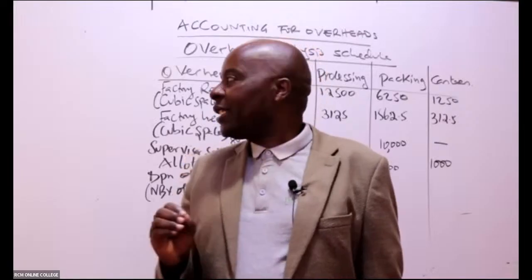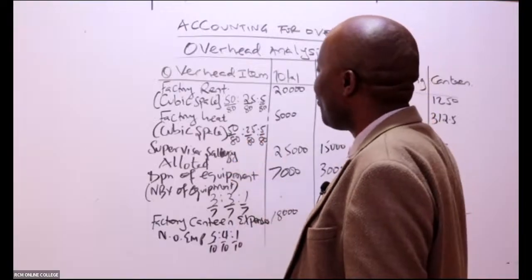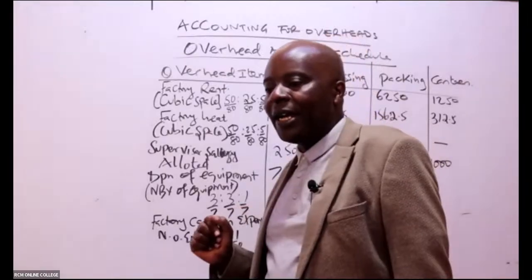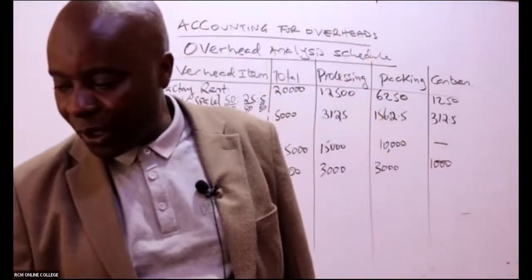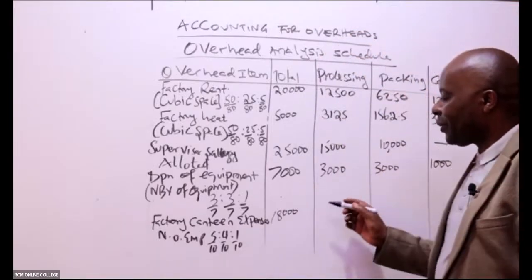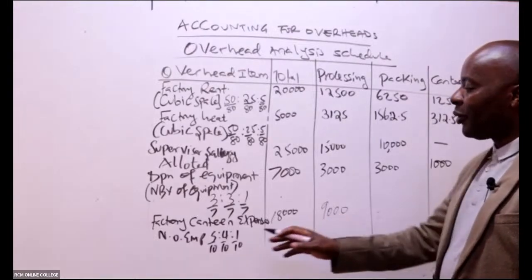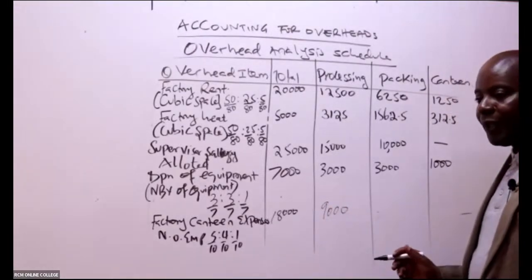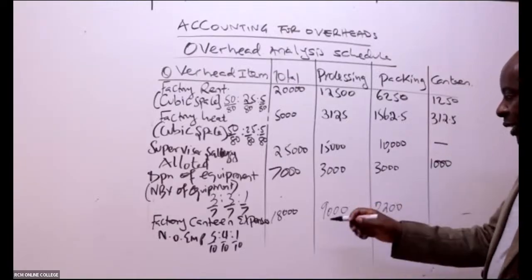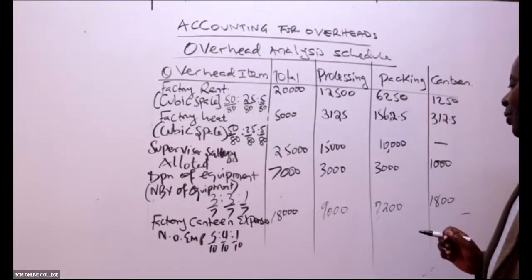We have, for example, supervisor salary for packing, for processing, so the whole of it goes there. Thank you very much for asking that question. Great, go ahead and give me the answers. 5/10 times 18,000, the first one is 9,000. How about 4/10 times 18,000? 7,200. And lastly, we have 1/10, which is 1,800. Great.